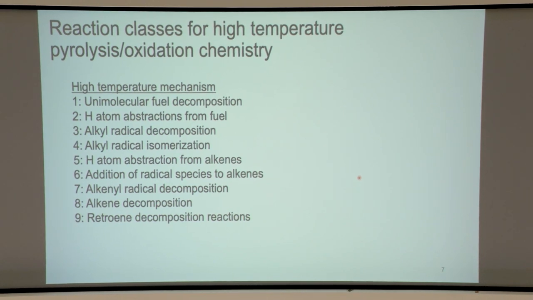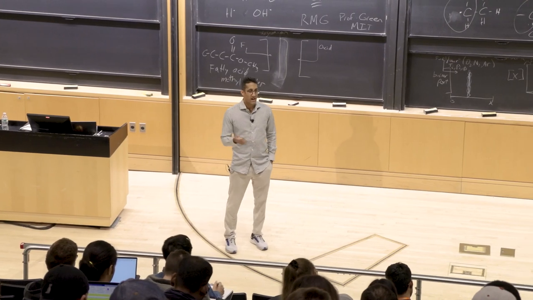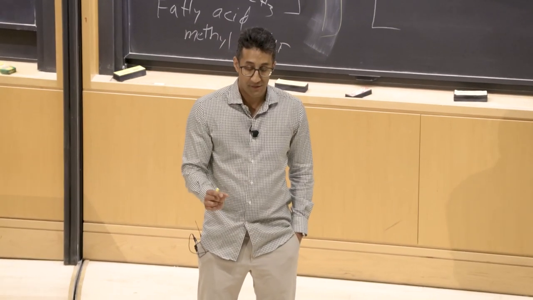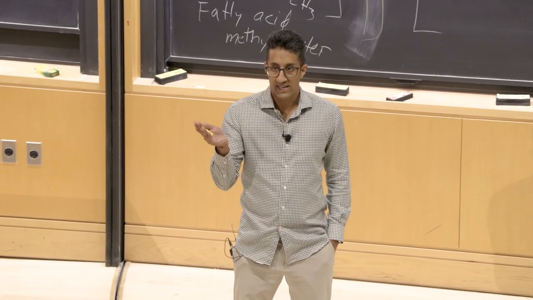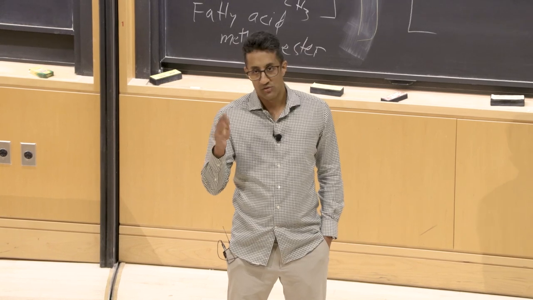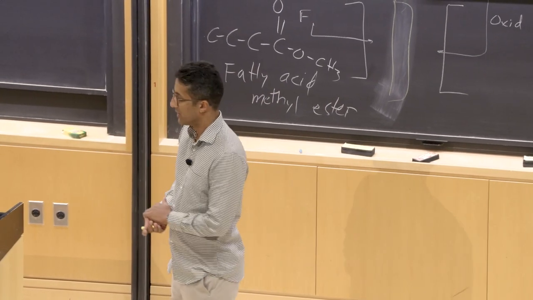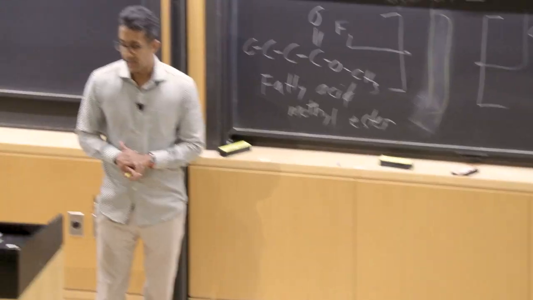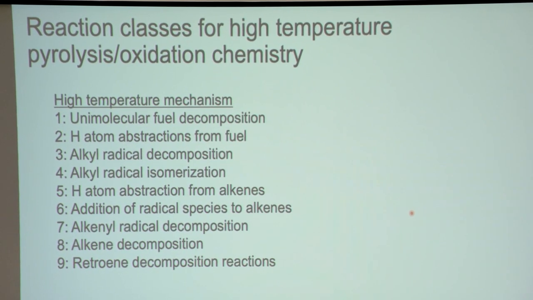So if I want to build a model to predict flame speed, which is a high temperature combustion phenomenon, the reactions are happening in a flame. The flame's temperature is around 2000 Kelvin. It's preheating the mixture before the flame to about 1000 Kelvin, and all the reactions start happening. So if you're trying to simulate flame speed, all you need are 9 different classes of reactions, and these are the 9 classes.